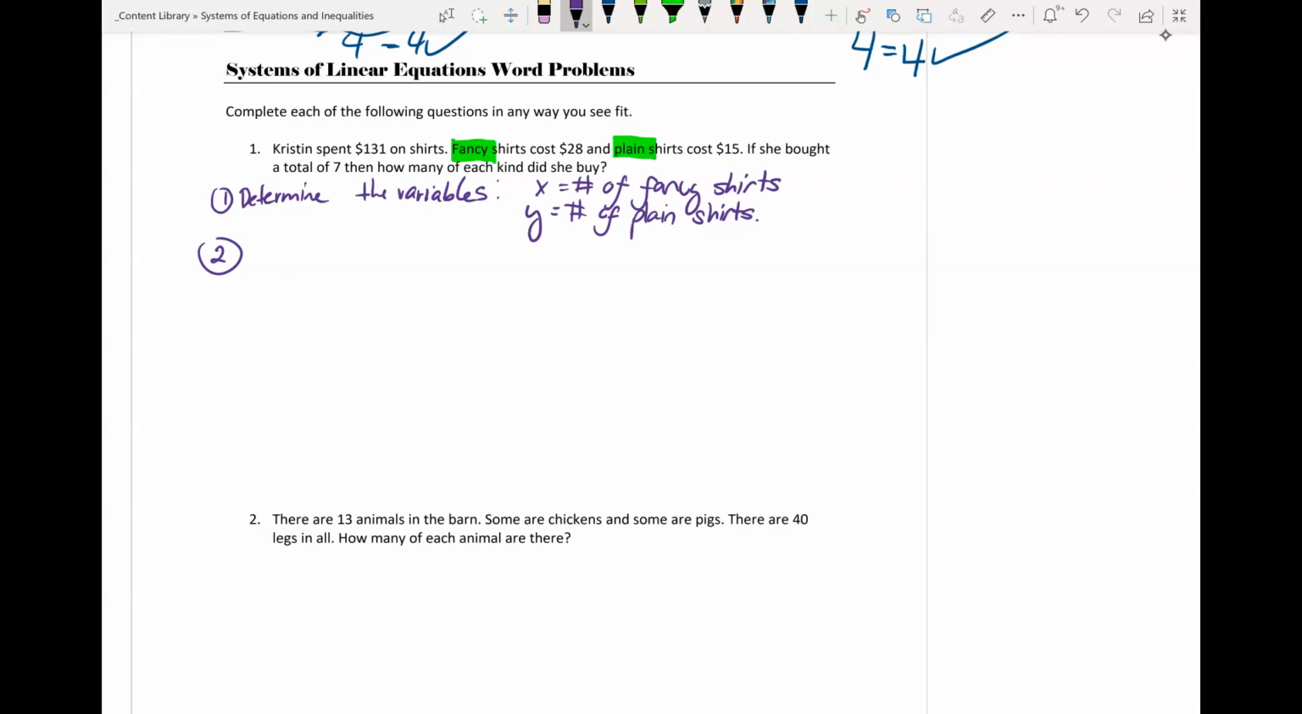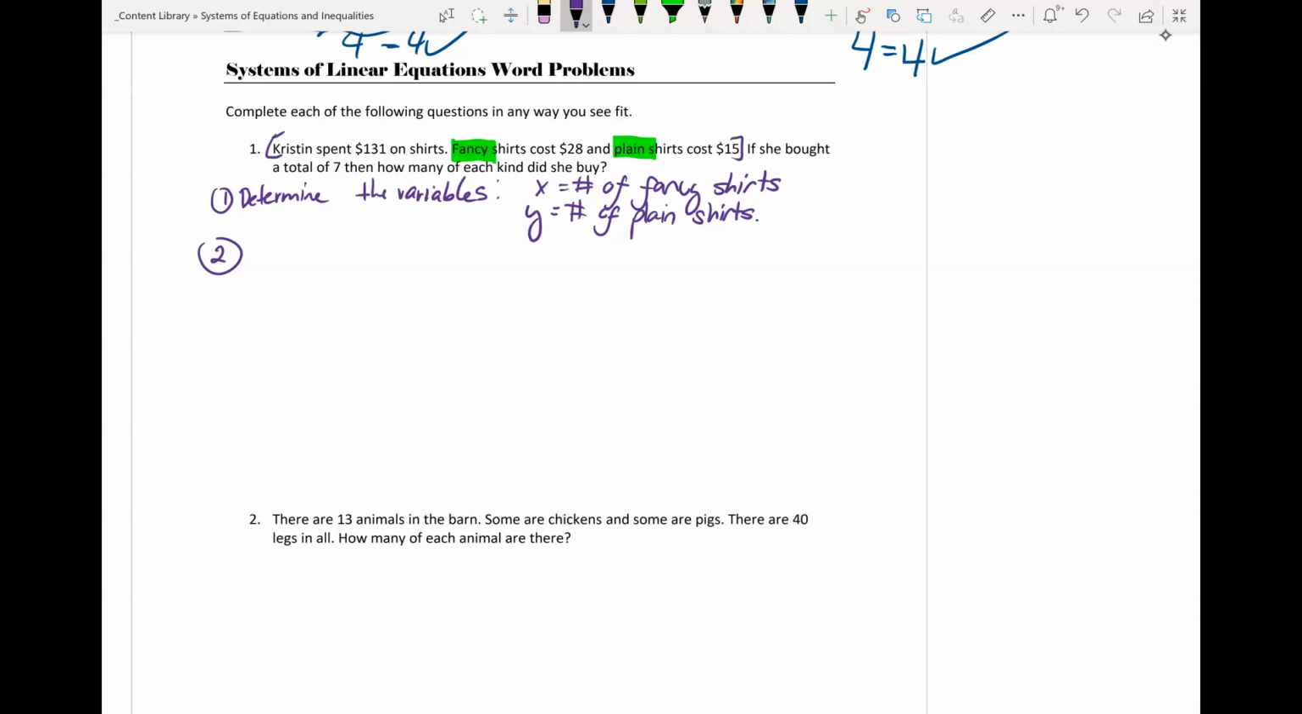Now we want to create an equation to determine how many of each kind she buys. So in the end, we want to figure out what X and Y are. On the very first part, it says that Kristen spent $131 on shirts. The fancy shirts cost $28 and the plain shirts cost $15. These 2 sentences create some mathematical statements.